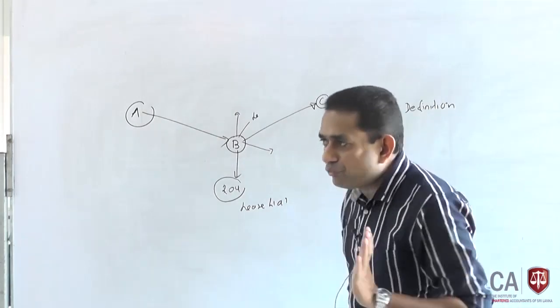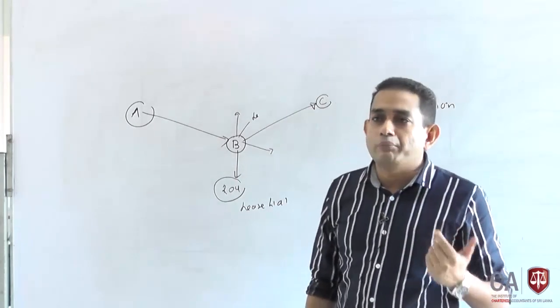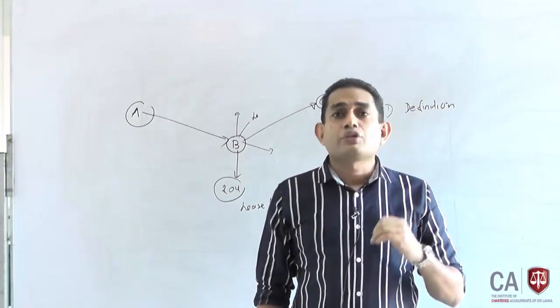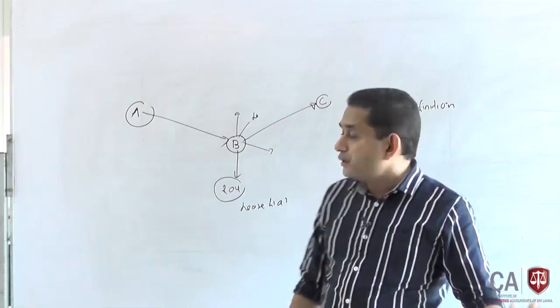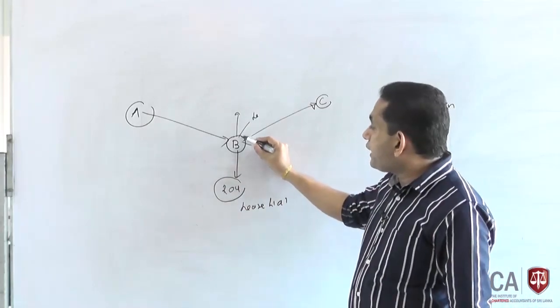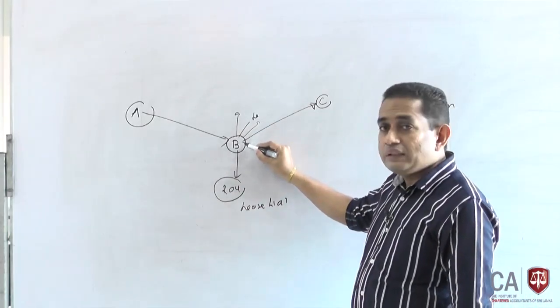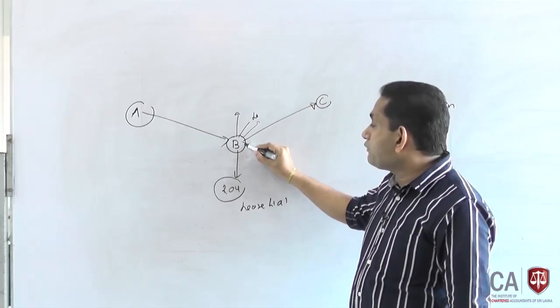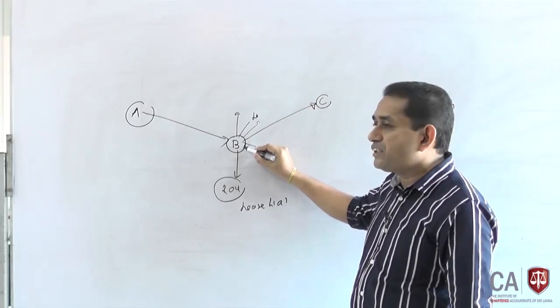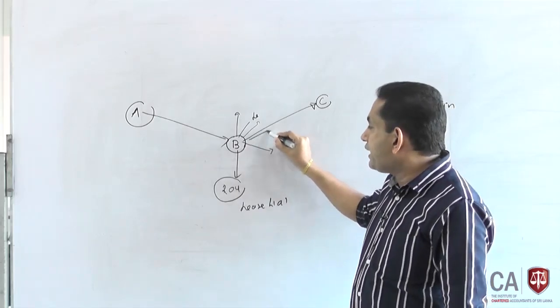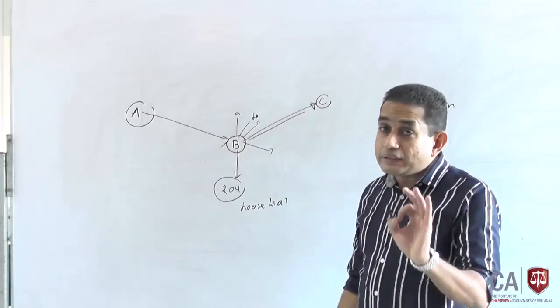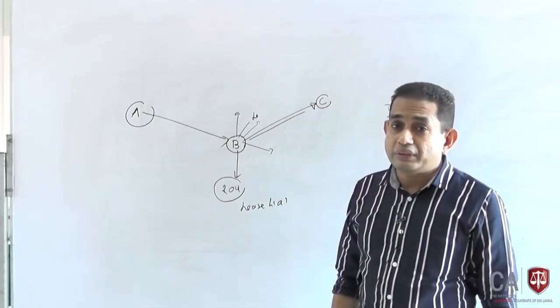What is the definition of an investment property? It has to be a building or a land held to generate rental or capital appreciation. Now, that satisfies the definition of an investment property. Why? B is holding this interest in the property to generate rental from C. So, that satisfies the definition of investment property, no issue.